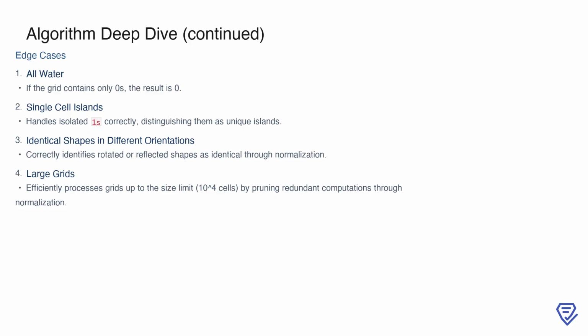First, when the grid contains only water, represented entirely by zeros, the algorithm correctly returns 0, as there are no islands to count. Second, the algorithm handles single-cell islands by treating isolated ones as unique shapes. Third, the normalization process guarantees that identical shapes in different orientations, such as rotations or reflections, are recognized as the same island. This is critical for maintaining consistency in the count of unique islands. Lastly, the algorithm is optimized to handle large grids, up to the constraint of 10 to the power of 4 cells. By normalizing shapes and avoiding redundant computations, it remains efficient even for grids at the upper size limit, ensuring scalability.